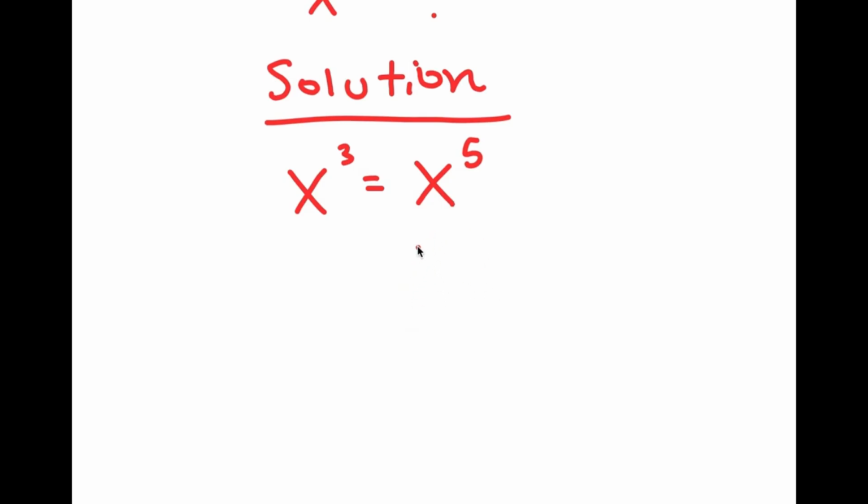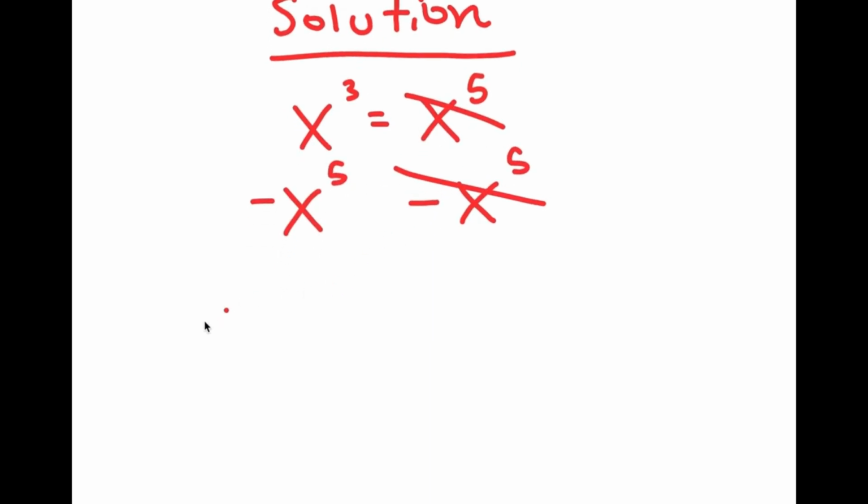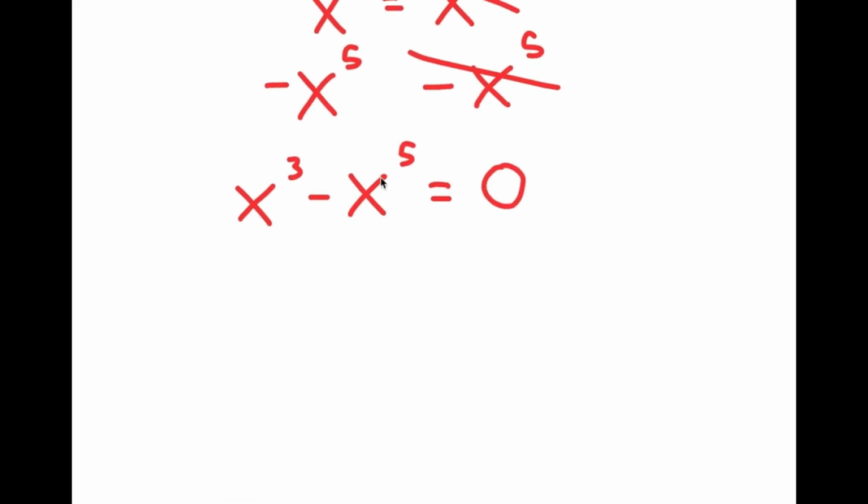And what I'm first going to do is subtract x to the power of 5 on both sides. So then these two cancel out, and I get x to the power of 3 minus x to the power of 5 is equal to 0. Now, from here, x to the power of 5 is the same thing as x to the power of 3 plus 2.